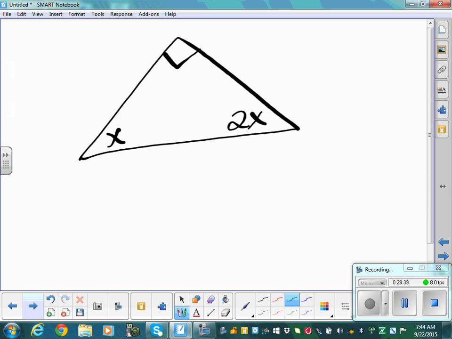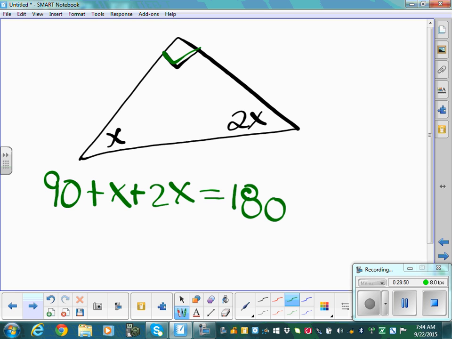Wait, what did you say? 90 plus. Why'd you say 90? Because the square difference. That's a 90-degree angle. Okay, so 90 plus x plus 2x is equal to 180, due to the fact that all three angles of a triangle add up to 180. Good. So then we combine like terms.